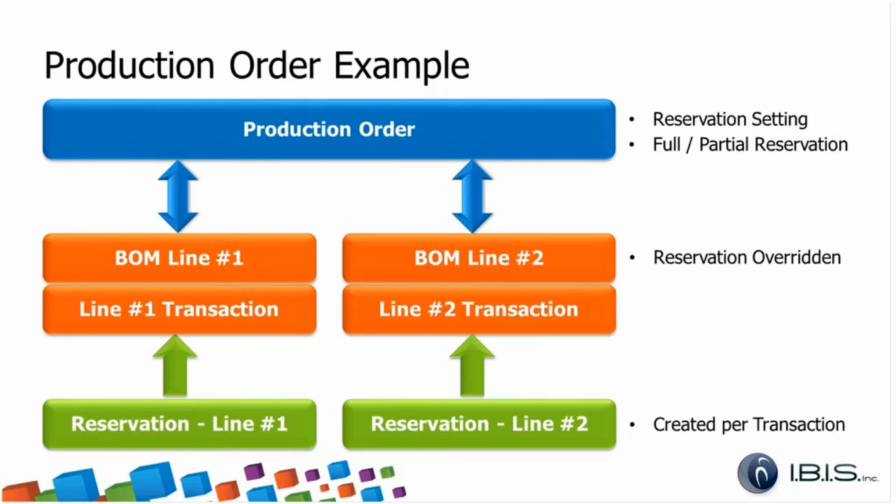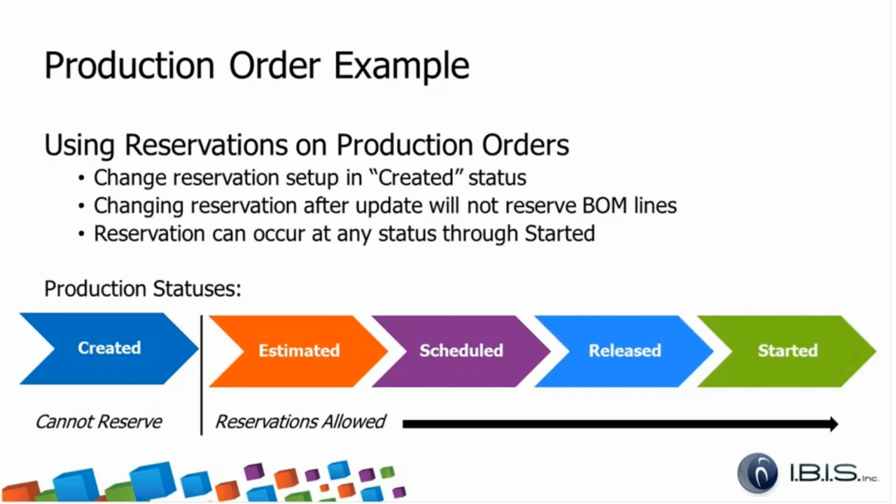Each production BOM line, or the components of the production order, will inherit the reservation setting of the production order. Now on each of those BOM lines you can override it, but it will inherit whatever's set up on your production order. The reservation field on a production order or a BOM line can be set to any value between estimated and started. So anything after estimated and before started you can use for your values for reservations.